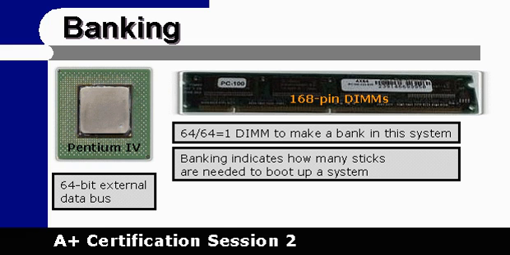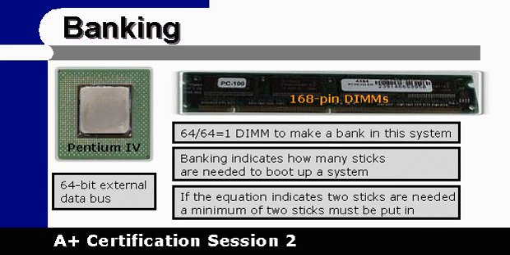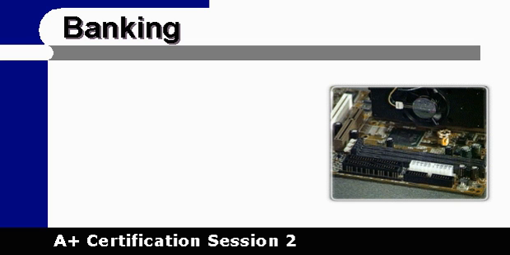Banking is critical because that tells you how many sticks you have got to put in your system in order for it to boot. For example, if that equation had come up where I needed 2 sticks, I am going to have to put a minimum of 2 sticks in my computer. Now, understand, I don't care how high these sticks are. I don't care if they're 16 meg or 32 meg or whatever. I physically have to put 2 in if that's what my equation came out to be. In this case, I only need to put 1 stick in.